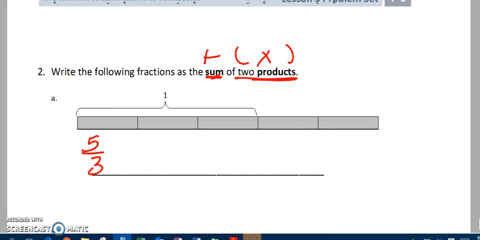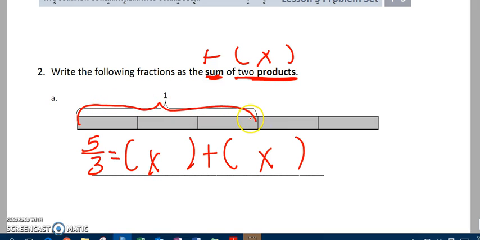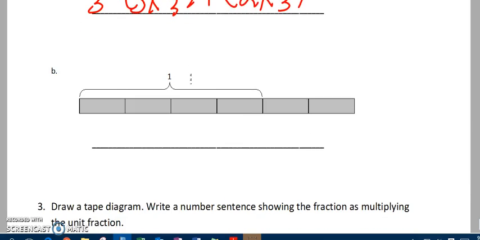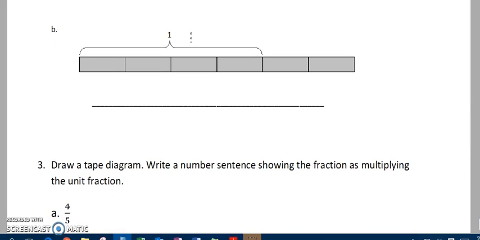Now, I want to know what that equals if it's a sum of two products. So that means I have to multiply two different things and add them together. So let's set some brackets up for multiplying. I'm going to multiply something here and something here. Well, let's see how many thirds are in this one whole. Because if I put these all in unit form, I don't have room to write underneath, so I'm just going to write them right here. But if I put all of these into unit form, then I can see that I have 3 times 1/3 plus, over here I have 2 times 1/3. So 3/3 and 2/3 definitely equals 5/3. Pause if you need to catch up.